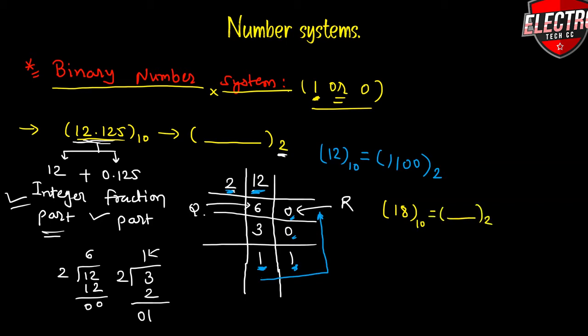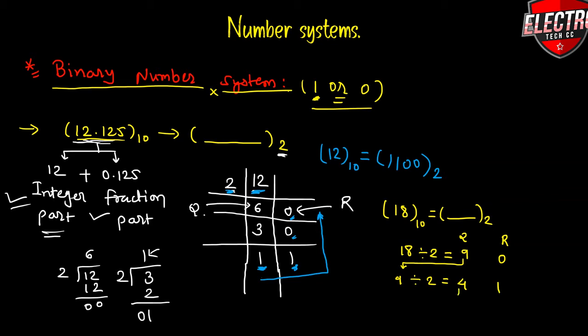So what I can do, I can divide 18 by 2. Then I get the quotient equal to 9, and the remainder is equal to 0. If I divide this number 9 by 2, then I get quotient equal to 4 and remainder equal to 1.